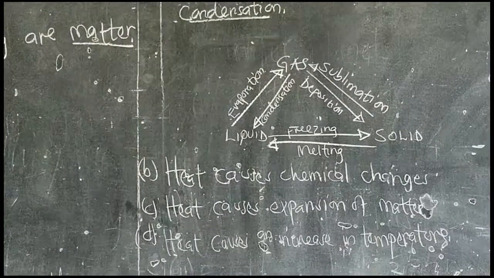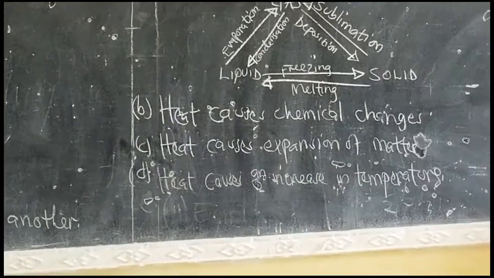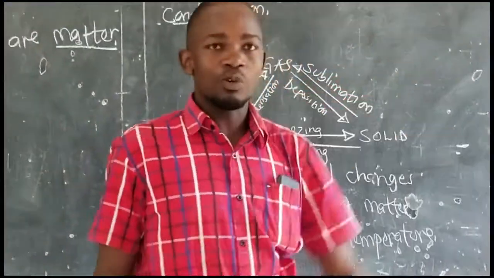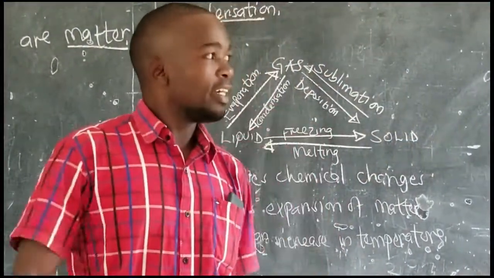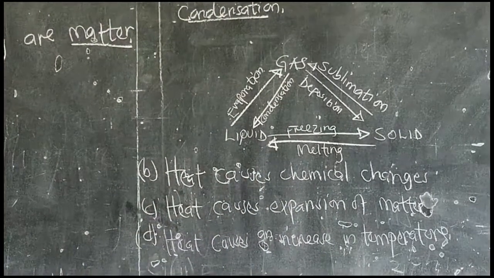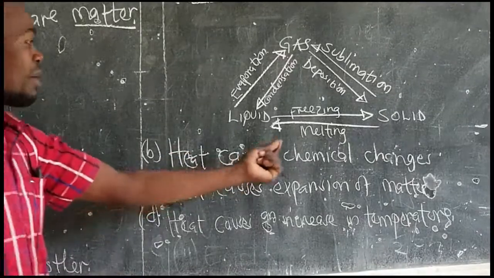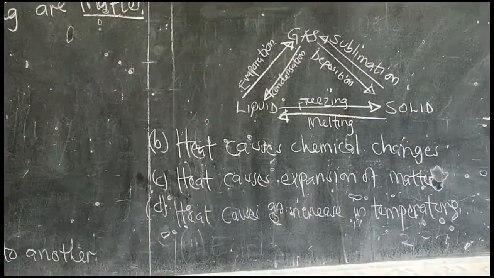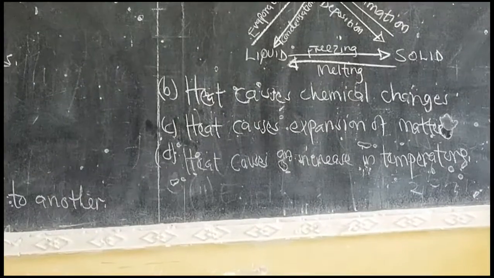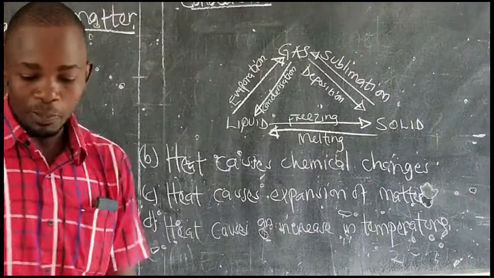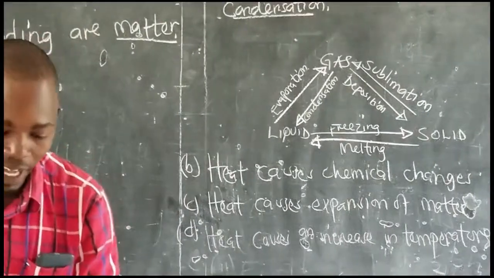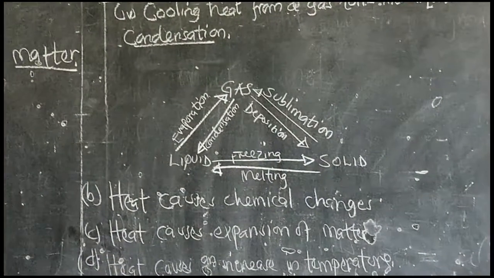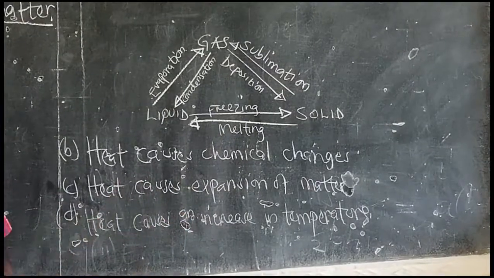Heat causes chemical changes. Remember, we were talking about the effect of heat energy on matter. We have already looked at changes of states of matter, that whenever heat is introduced to matter, it will change from one state to another. And another one is that heat causes chemical change. What is a chemical change? A chemical change is a change of matter whereby a new substance is formed. For example, when you collect pieces of paper and burn them, they will completely form ash, which is far different from paper.